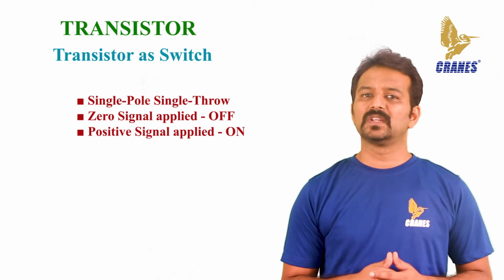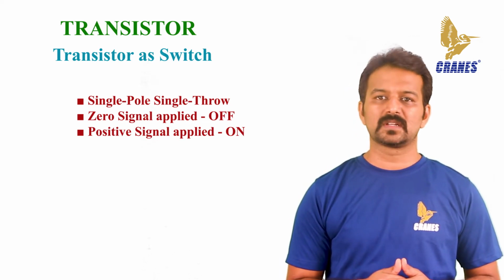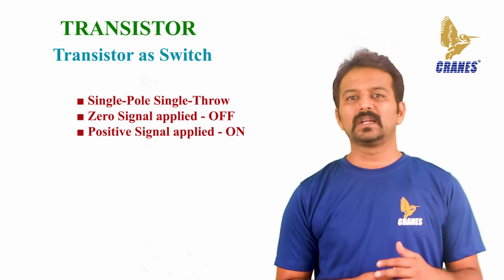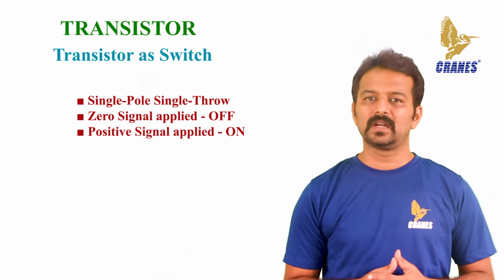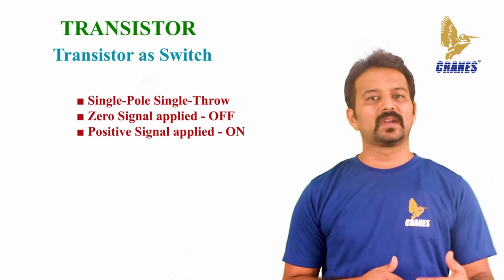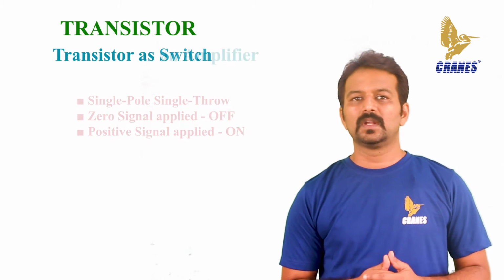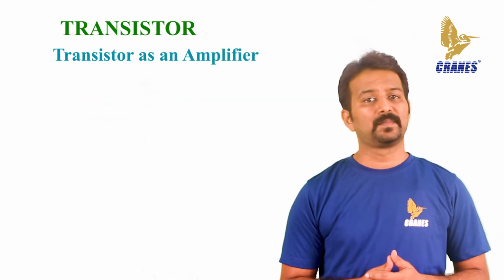With a positive signal applied to the base of the transistor, it turns on, acting like a closed switch, and maximum current, that is the maximum circuit current, flows through the device. Let's look at how a transistor acts as an amplifier.